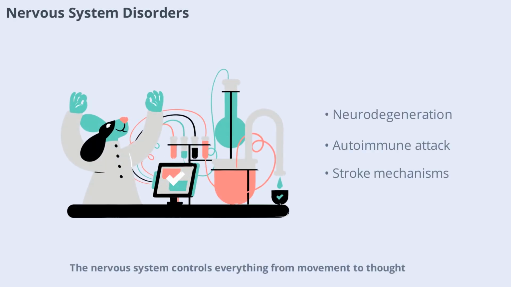The nervous system controls everything from movement to thought. Pathophysiological processes like neurodegeneration, inflammation, and trauma can disrupt its function. Diseases such as Alzheimer's, multiple sclerosis, and stroke each have distinct mechanisms.